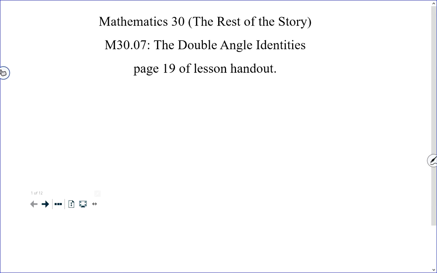We're going to be finishing off part one of the rest of the story today by looking at lesson 30.07, which deals with the double angle identities.